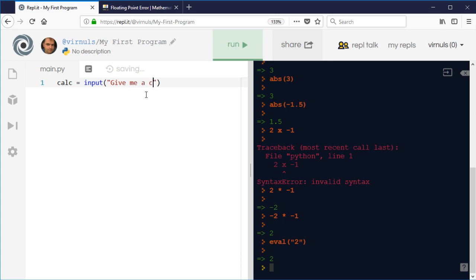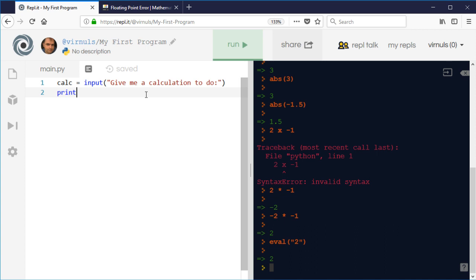Give me a calculation to do, and then what I'm going to do is print calc, so we see what the calculation is. We'll print an equals sign, and then we'll print eval calc.